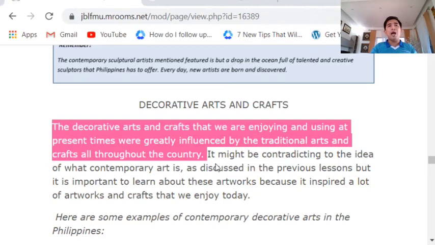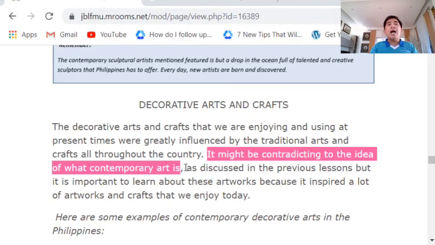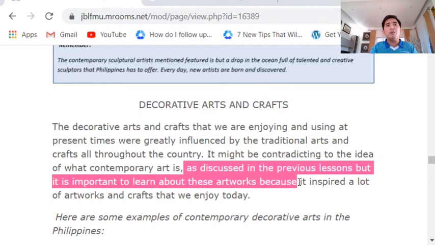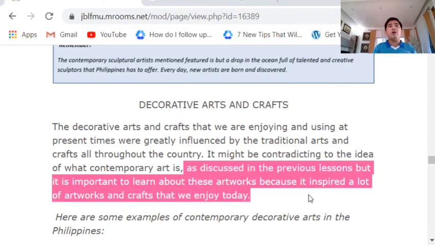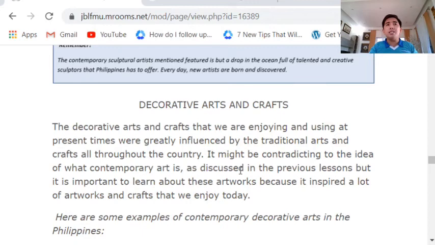All right? It might be contradicting to the idea of what contemporary art is, as discussed in the previous lessons, but it is important to learn about these artworks because it inspired a lot of artworks and crafts that we enjoy today. So, class, makikita natin ang mga decorative arts, kumbaga, ang original form sang mga contemporary art forms nga gina-enjoy ta today. Okay? It was developed way before pa sang una. Okay? Pero, as time goes by, na-develop na sila, may mga na-influence ang mga crafts or arts nga ginagawa natin today.